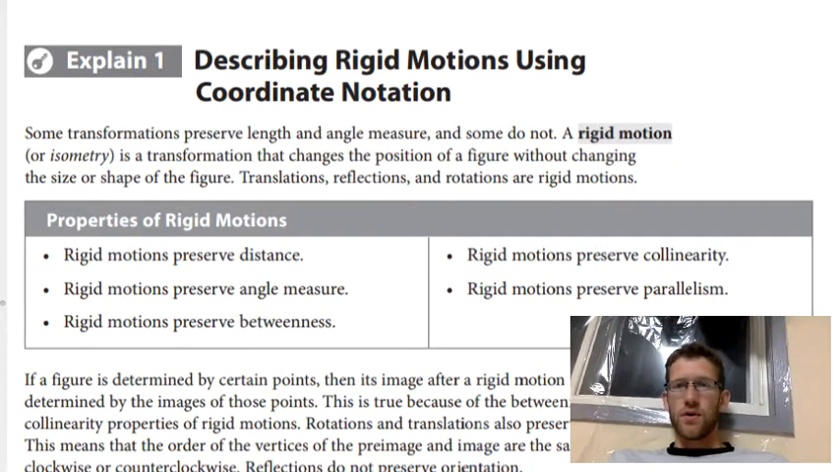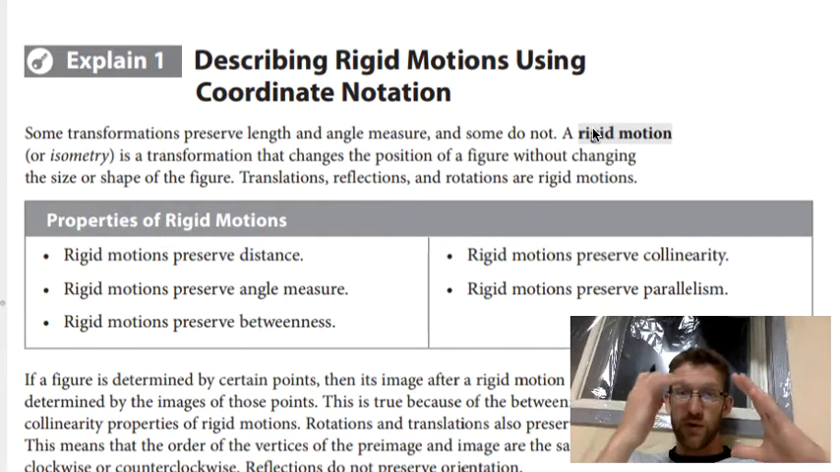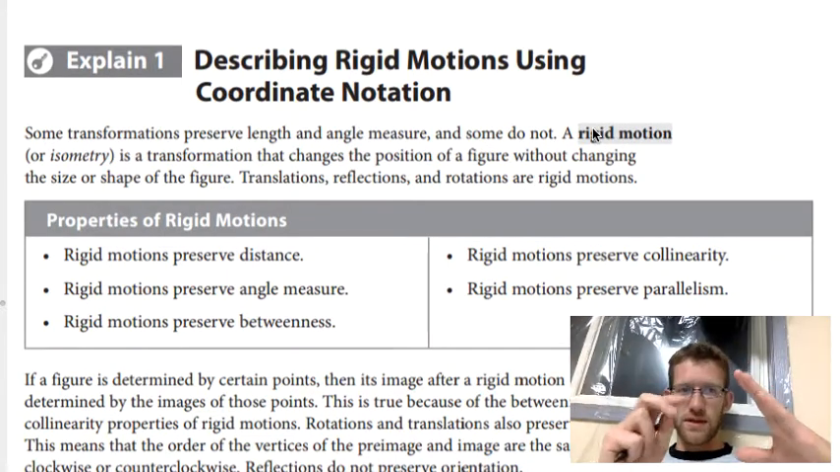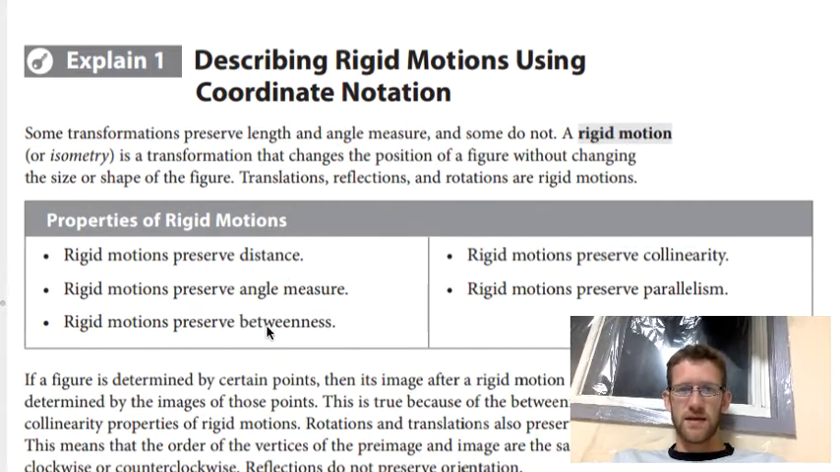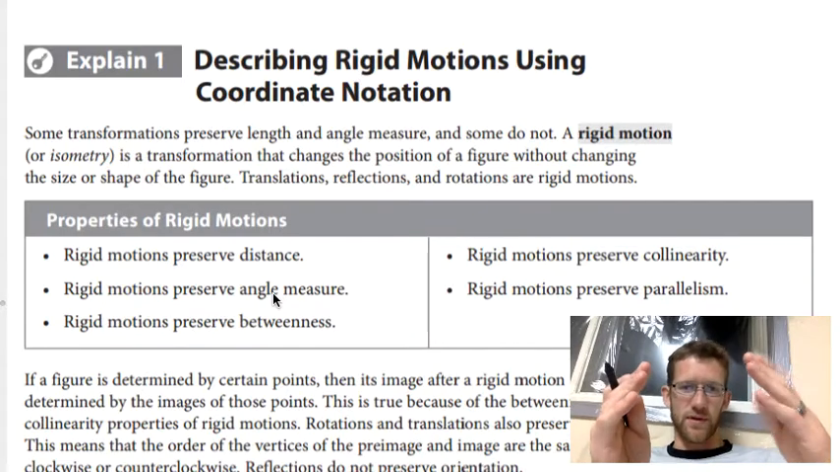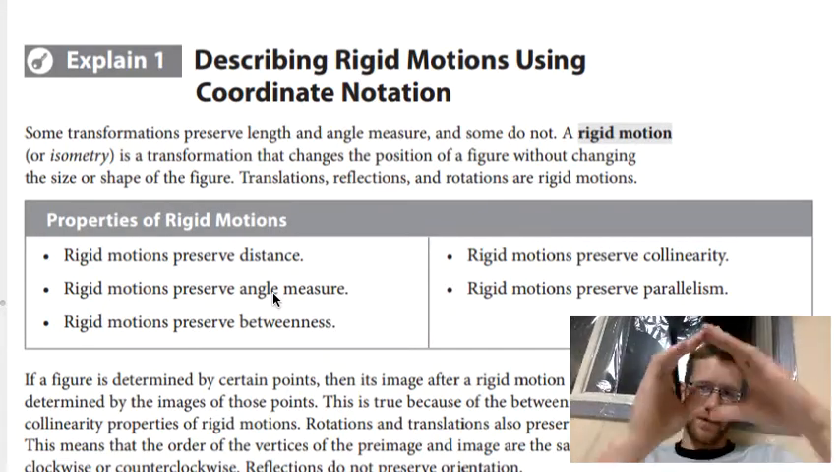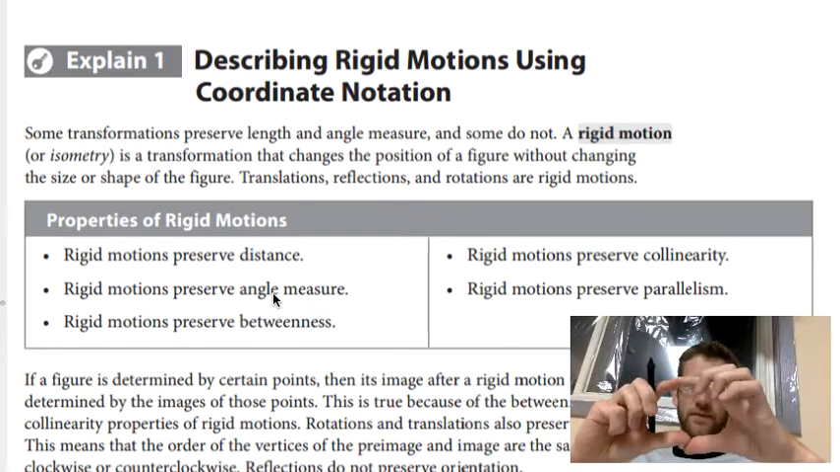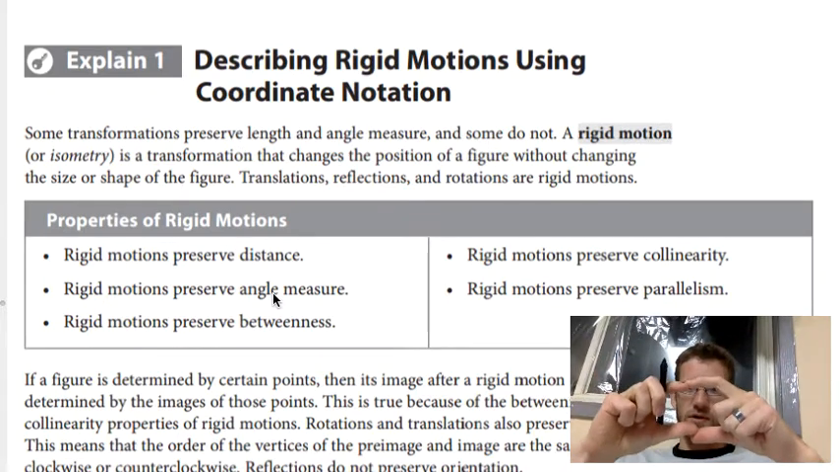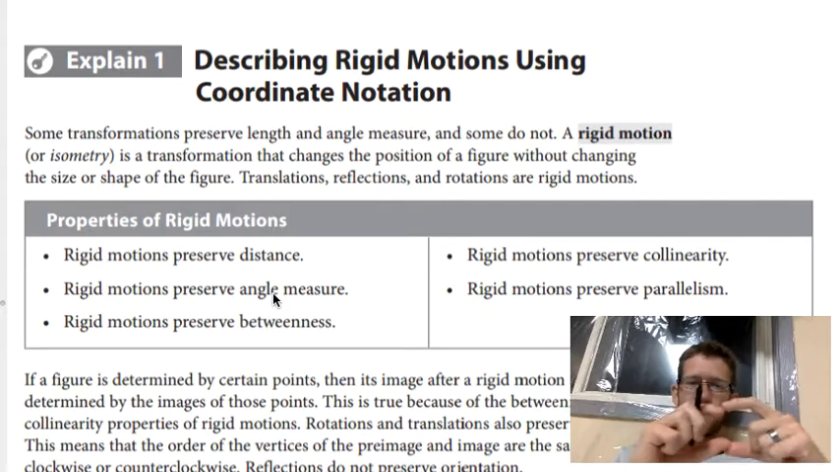Okay, so those first two we're going to call rigid motions. Rigid motions are motions that preserve distance, angle measurements, and betweenness. There are a couple of types. There's the translation, right? That's the one that moves it left, right, up, down. Think of the Frogger one. That's a rigid motion. The shape doesn't change, the size doesn't change.